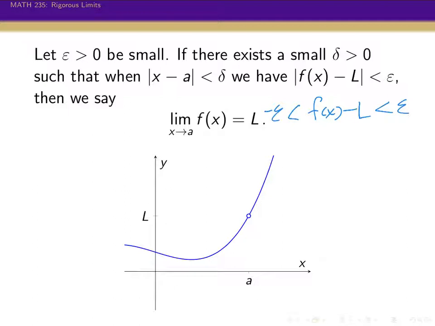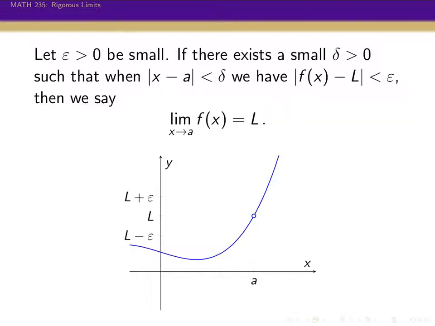Okay? And then if I add L all the way across here, what this means is that the values of my function have to be between L minus epsilon and L plus epsilon. Now, since this is talking about f of x and L, and L is a y value, f of x is a y value, we're talking about L minus epsilon and L plus epsilon as being around L on the y-axis. Okay, let's drop those in.